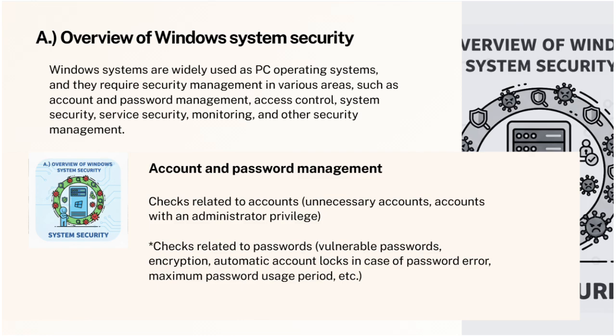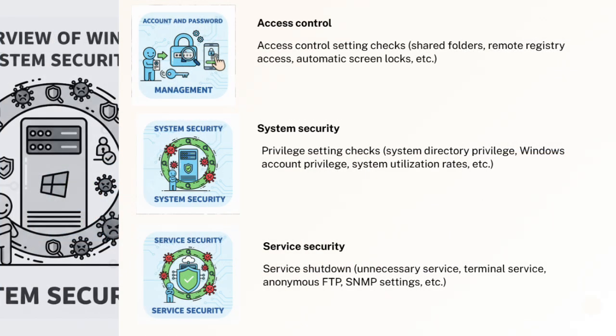Account and password management. Checks related to accounts, such as unnecessary accounts, accounts with administrator privilege, checks related to passwords, such as vulnerable passwords, encryption, automatic account login in case of password error, account password usage period, etc. Access control. Access control setting checks, such as shared folders, remote registry access, and automatic screen locks, etc.